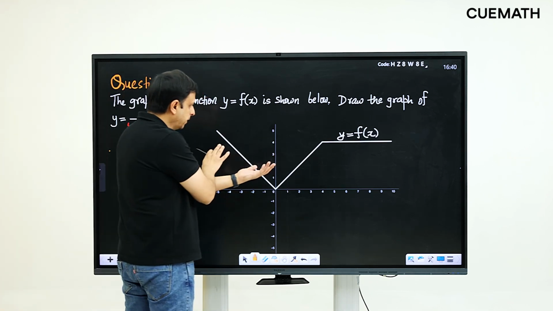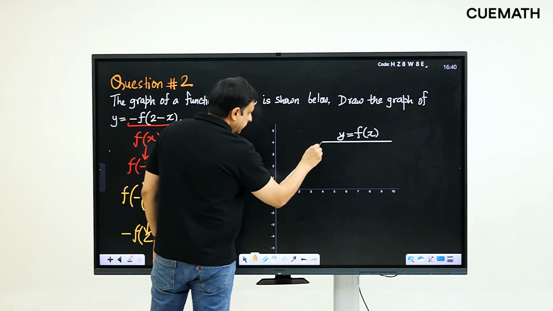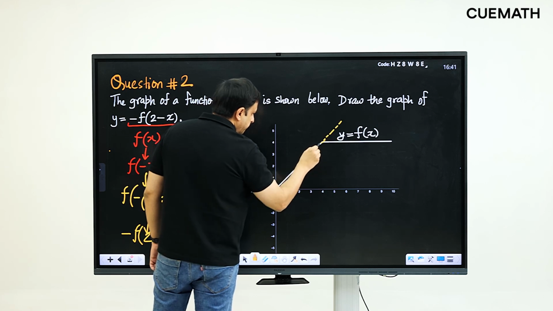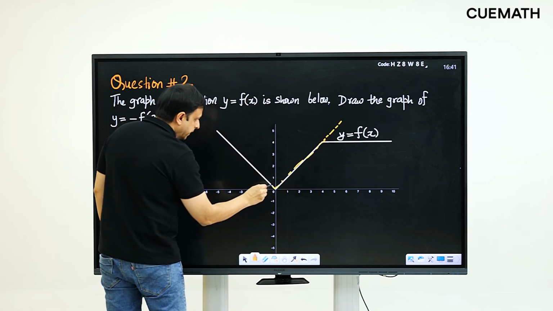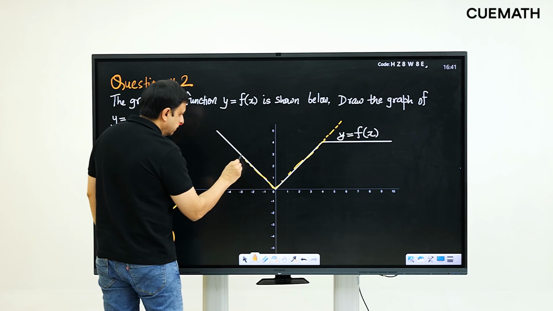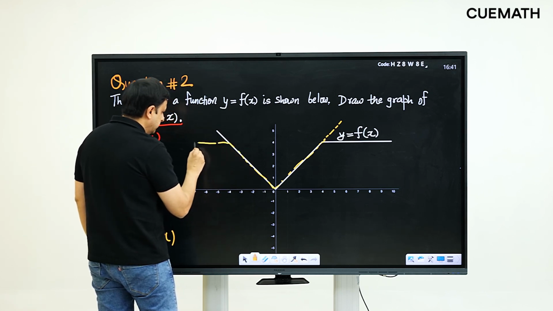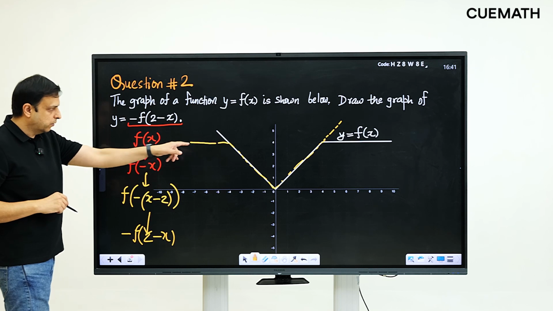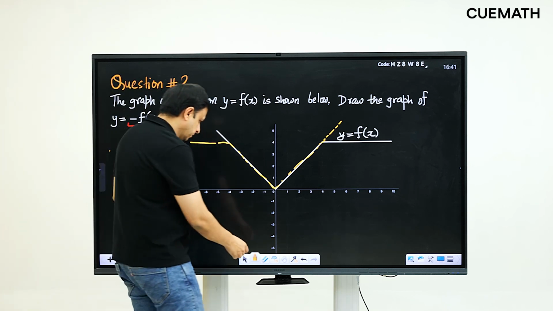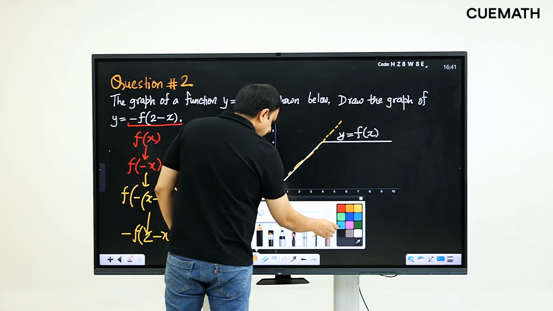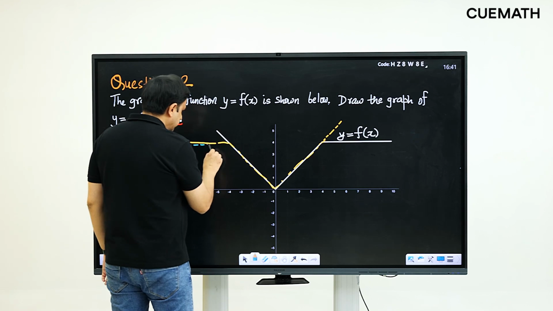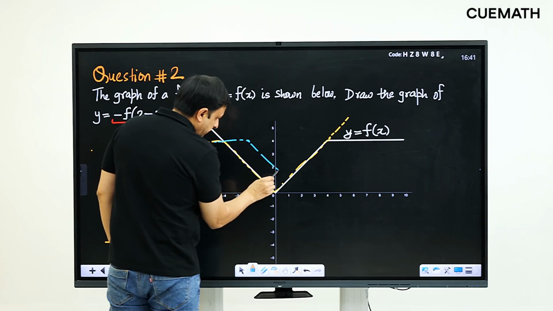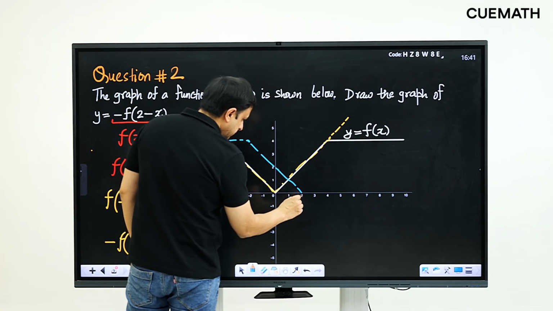I will just reflect about the y axis, and that will give me something like, I am just drawing it as a dotted thing. So, something like this, that is great. Then I will delay this yellow graph by 2 units. So, let us do that. Let me delay it by 2 units, and then I should get something like this.